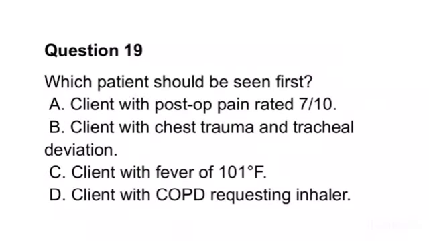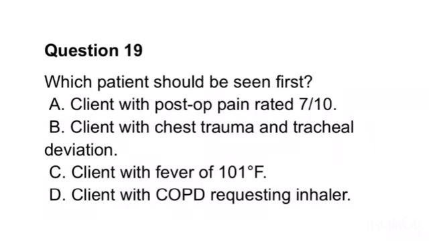Question 19. Which patient should be seen first? A. Client with post-op pain rated 7 out of 10. B. Client with chest trauma and tracheal deviation. C. Client with fever of 101 degrees Fahrenheit. D. Client with COPD requesting inhaler. Answer: B. Chest trauma with tracheal deviation. Rationale: tension pneumothorax equals life-threatening. Strategy: airway obstruction signs first.